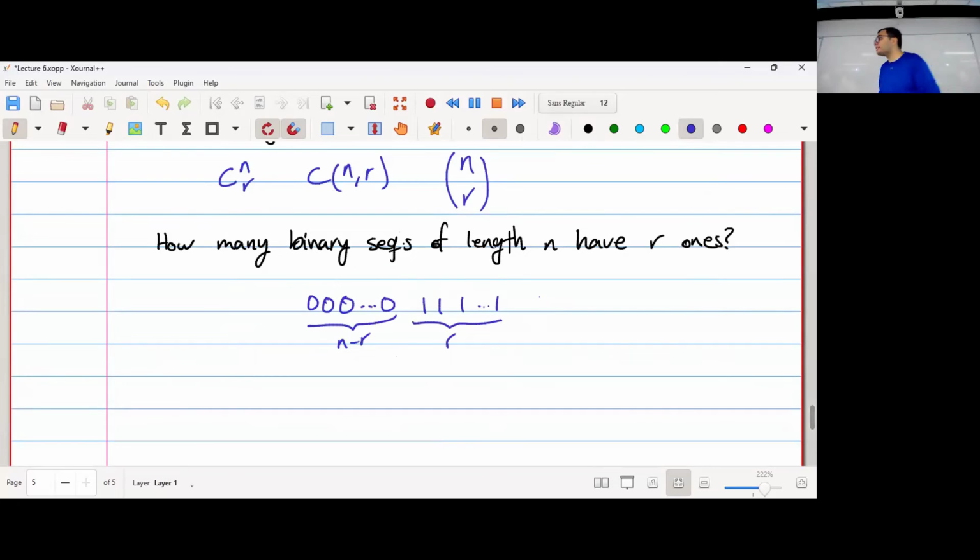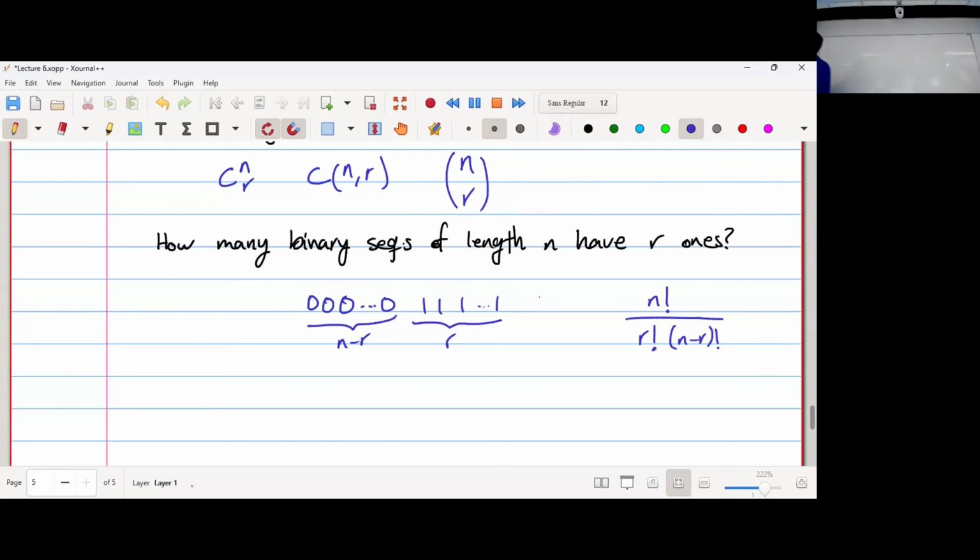And all I'm asking is how many permutations does this number have? Because the permutations of this number or this word or this sequence, whatever, is exactly the number of binary sequences of length n that have R 1s. But we already know that that's n factorial divided by R factorial times n minus R factorial, right?